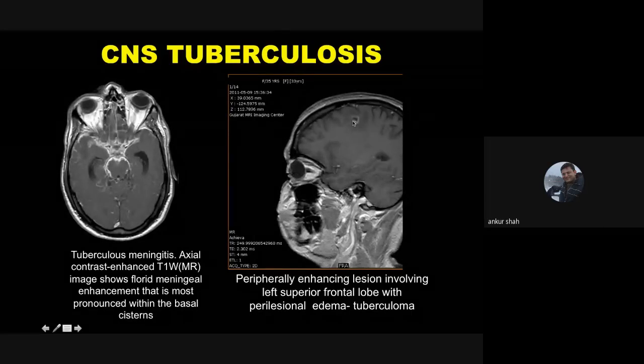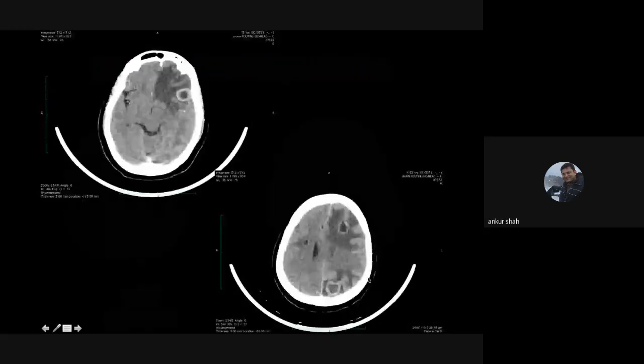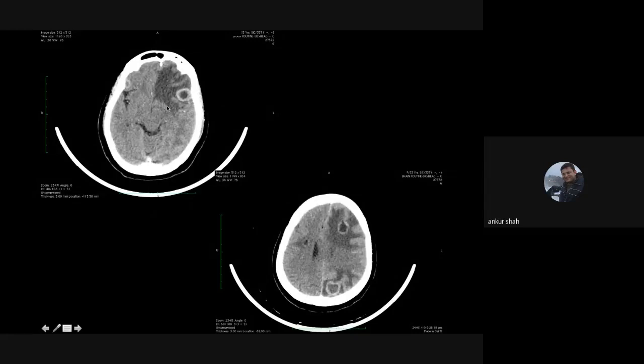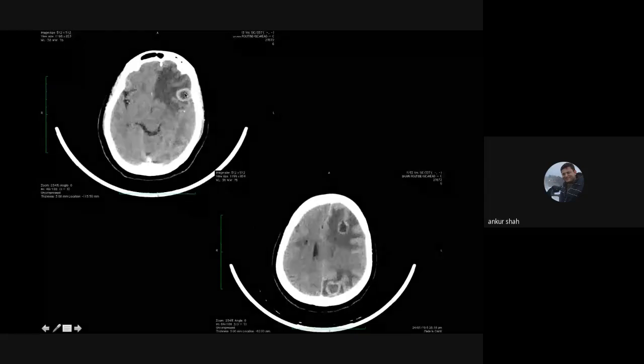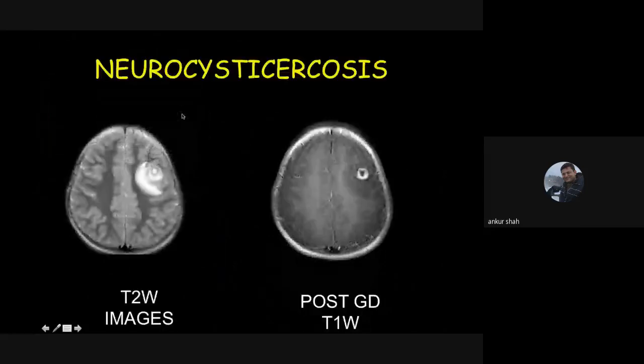So this is all CNS tuberculosis. Again here, there is a peripherally enhancing lesion on CT scan. That is the appearance of tuberculosis on CT. But on CT, it becomes difficult sometimes. Even metastatic lesions look the same. So MRI helps over CT scan in differentiating tuberculoma from metastasis.